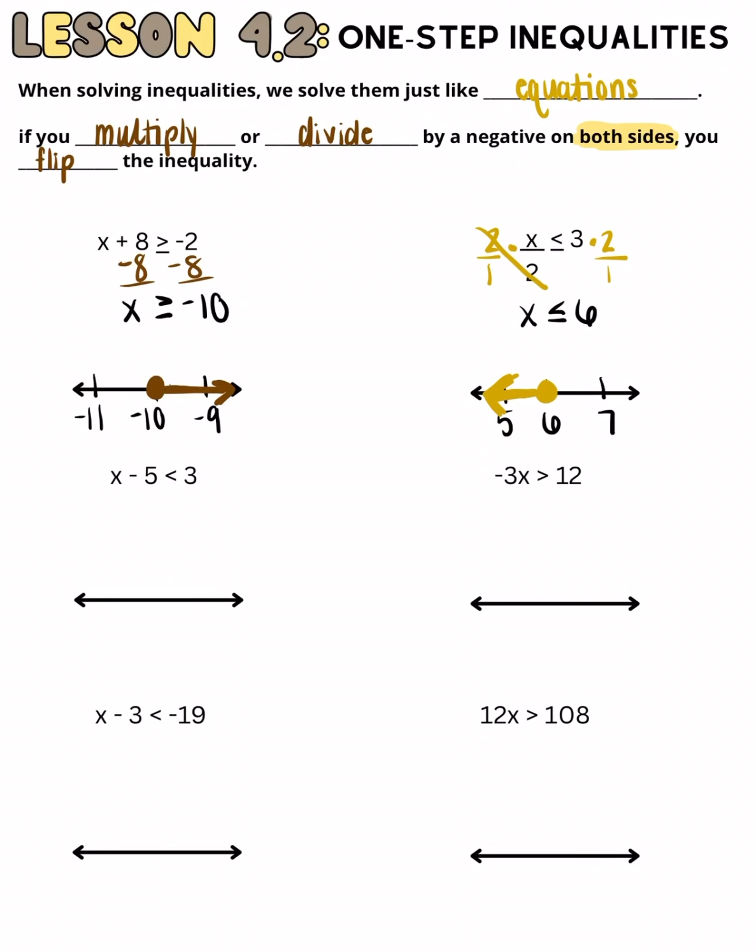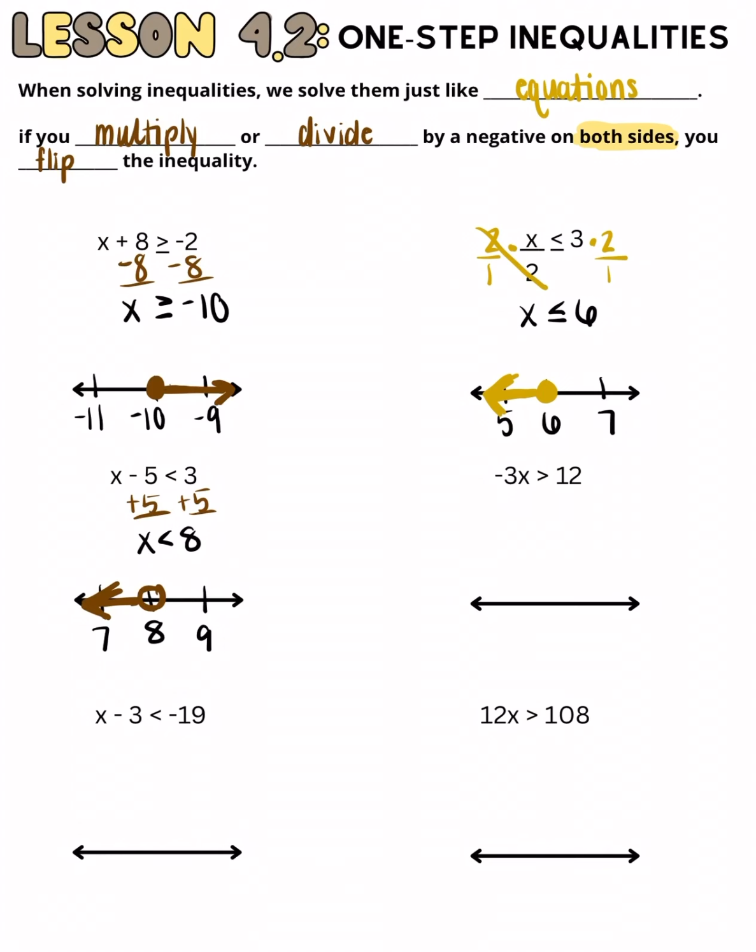Then on this next one, I have x minus 5 is less than 3. I'm going to add 5 on both sides because remember, I just do the inverse operation. So I have x is less than 8. When I go to graph, I make sure my number line's intact. That is going to be an open circle going to the left because we're less than. X is less than 8, so x has to be something like 7, 6, 5, 4.